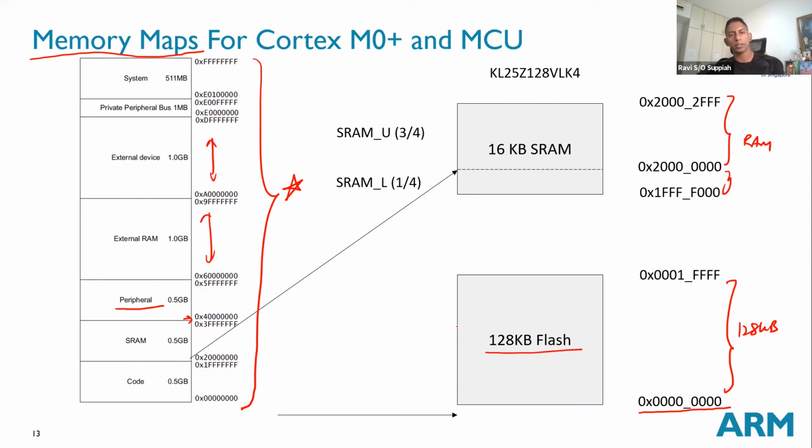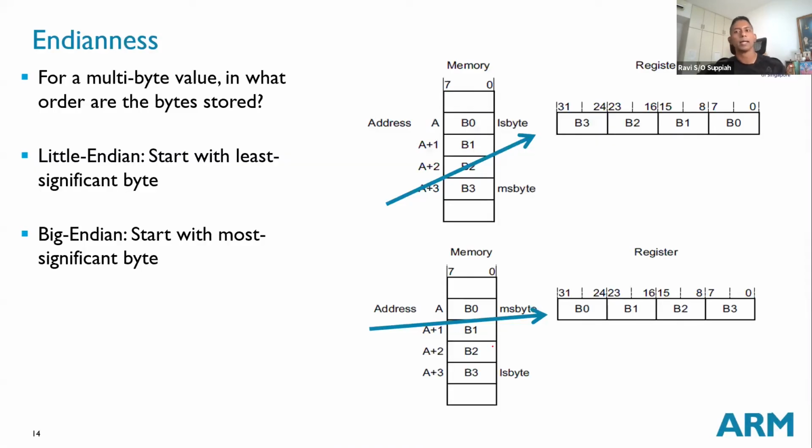So in this module, since we're using the KL25Z, we will follow the memory map given to us. The next one is the Indianness. So what is Indianness of a system? There are two ways in which data can be stored. One is little Indian or big Indian. And what does that mean?